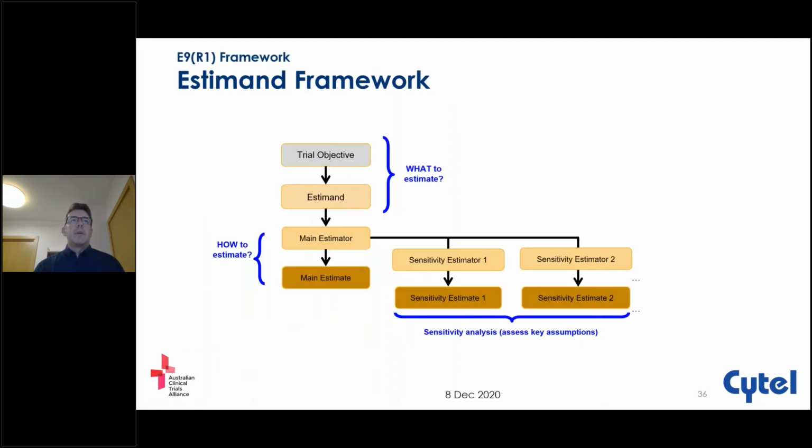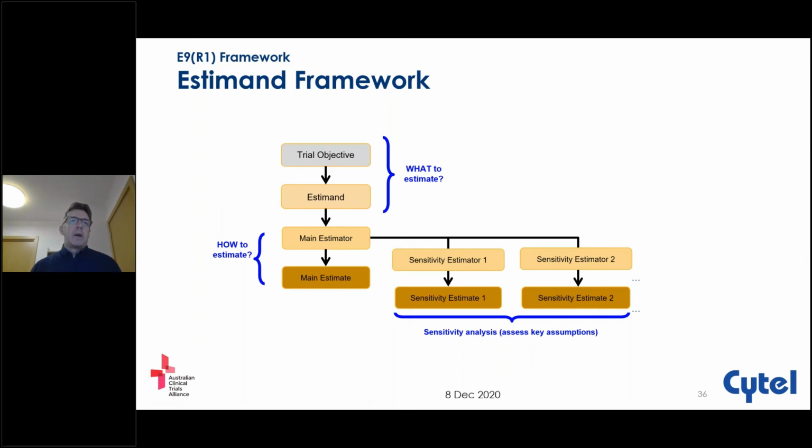So the Estimands framework looks like this. It starts off with the trial objective and the estimand. The definition of the estimand is the thing you're going to estimate. So that's what the estimand is. What is it you're going to estimate? And those should be stated in the protocol. And that defines what it is that you're actually estimating in the trial.